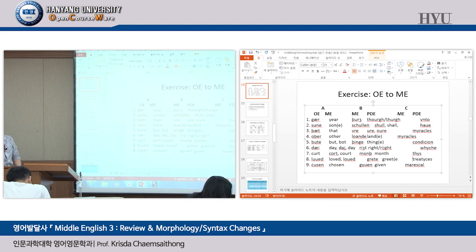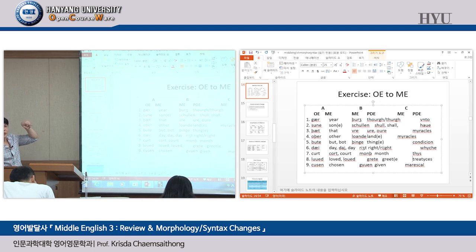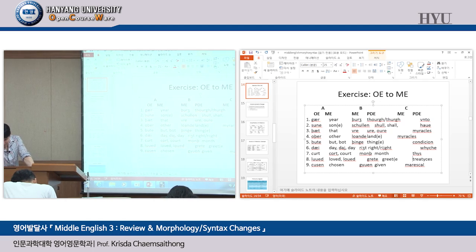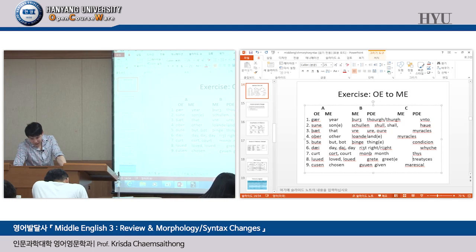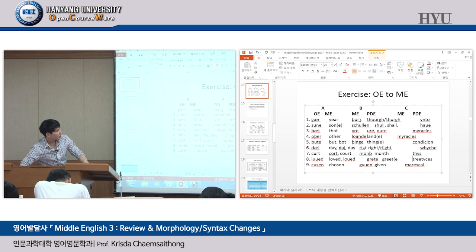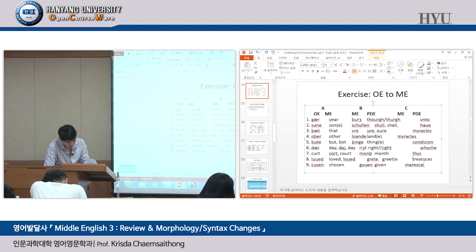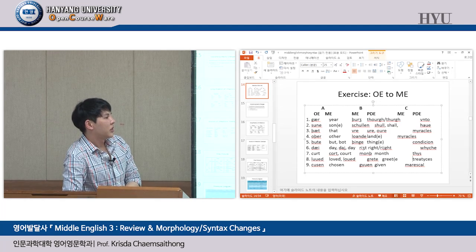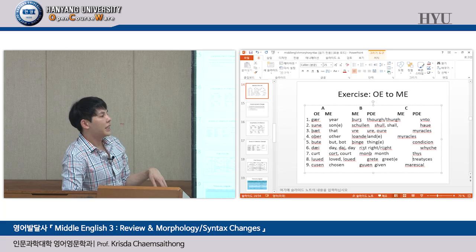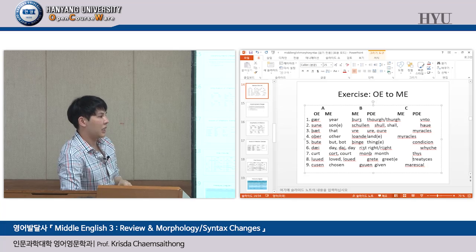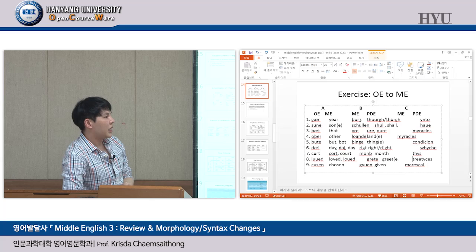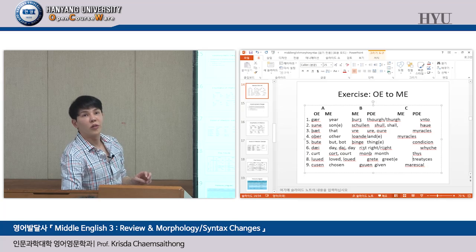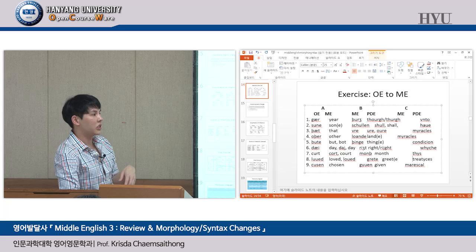And 6C, that one is which, right? Which. So Y changed to lowercase I. Number 7, Y changed to lowercase I also. So this, right? This. 8C, treatises, right? So Y changed to lowercase I, right? And then 9, the word is Marshall, right? Marshall, S-C-H-A-L, right? Marshall.